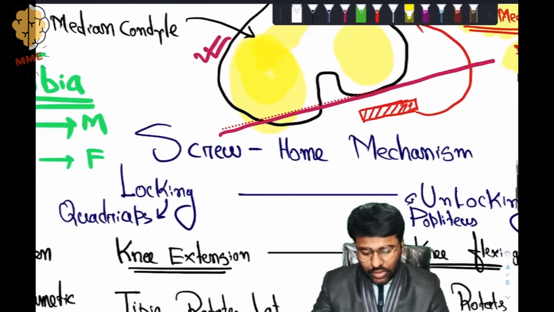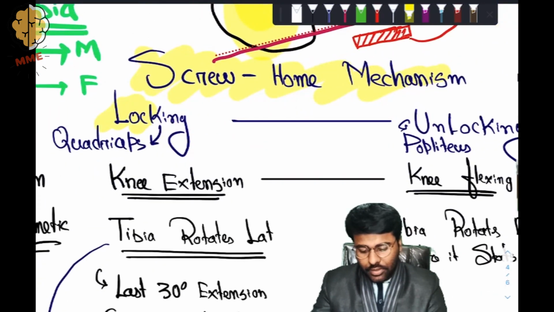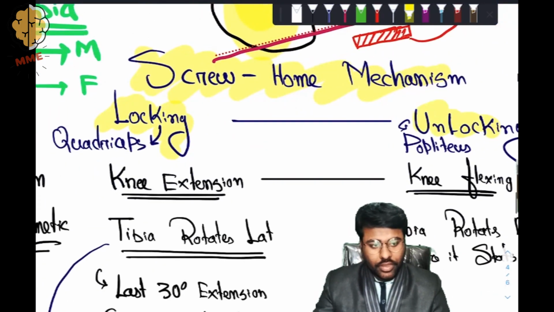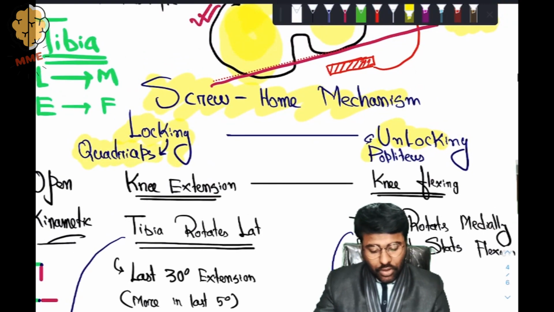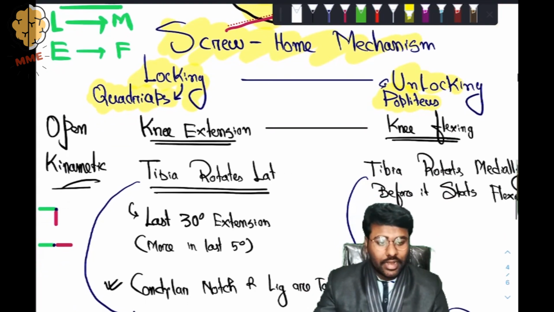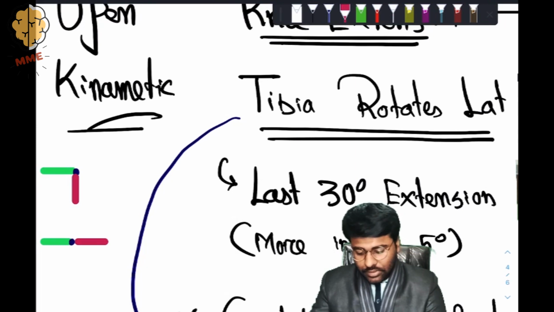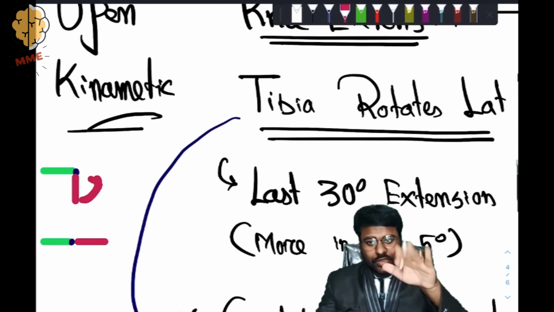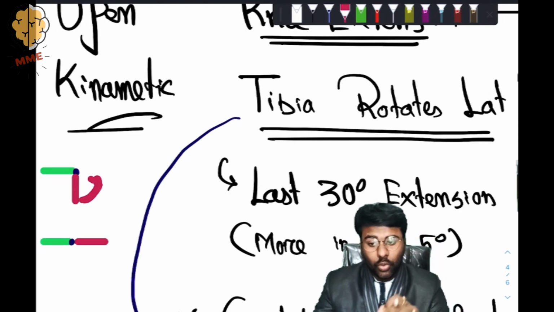This is also called the screw home mechanism. Locking and unlocking. The locking is mainly by the quadriceps muscles and the unlocking by the popliteus muscle. There are two kinematics. One is the open kinematic, when the person is seated and wants to open the leg. When the tibia is moving, this is the open kinematic.